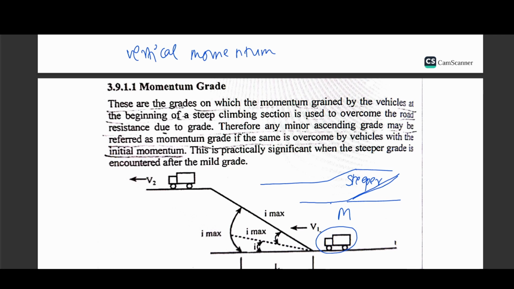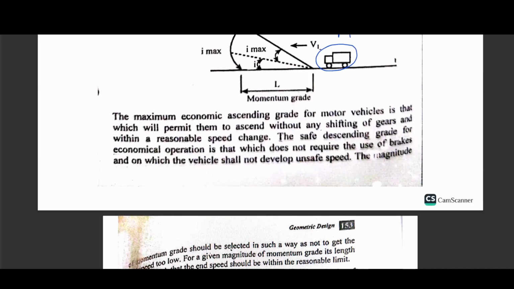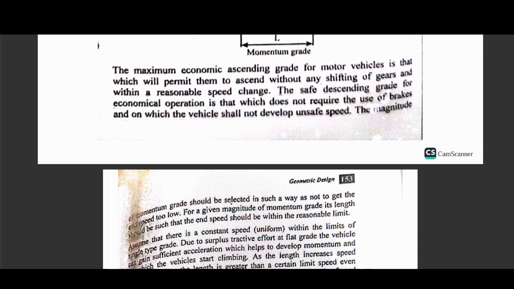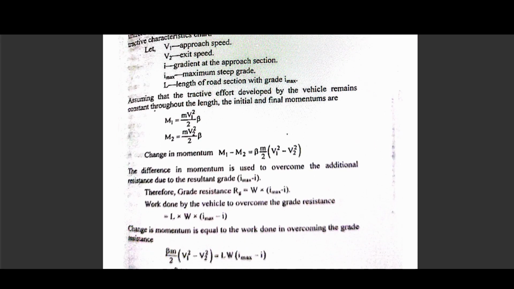So therefore any minor ascending gradient may be referred to as momentum grade. Like I said earlier, any minor ascending grade may be referred to as momentum grade if the same is overcome by the vehicle with the initial momentum, right? So if with initial momentum the vehicle can overcome this grade, then it is known as the momentum grade. This is practically significant when the steeper grade is encountered after the mild grade. So let us move forward. Everything I explained is written here.